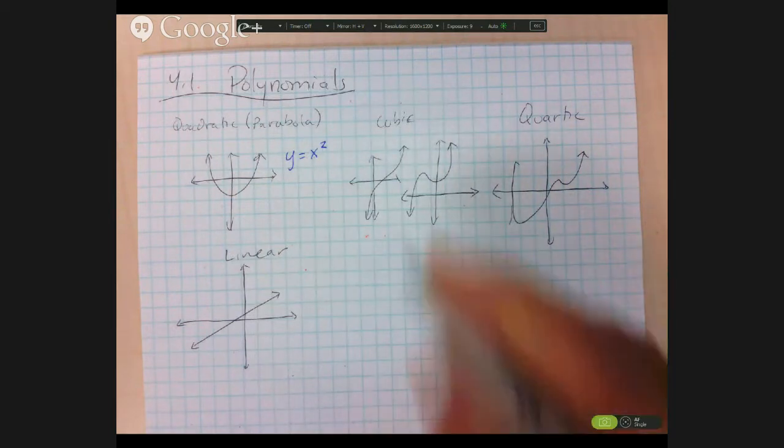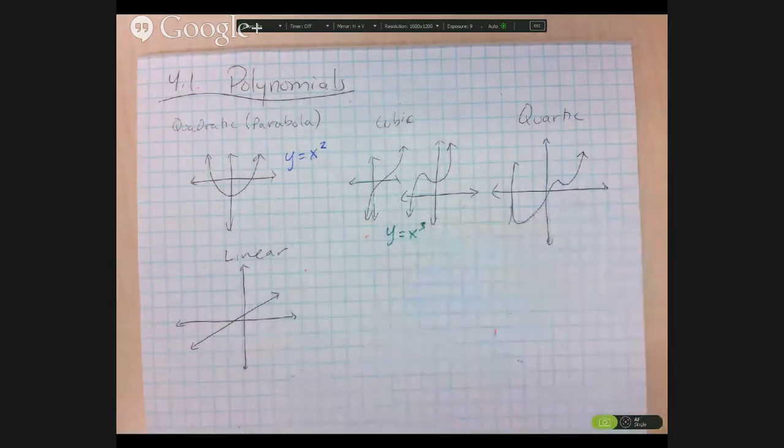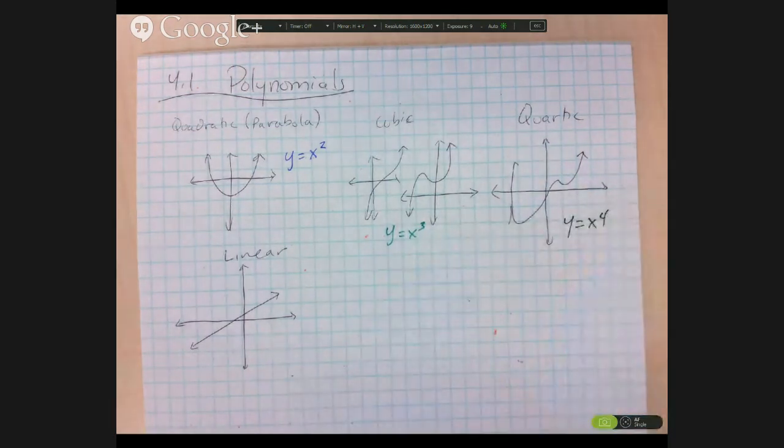How about a cubic? Quartic? And linear? Yeah, those are all the parent functions, right? Okay, those are all polynomials. I can keep going, x to the 5th, x to the 6th. How many polynomial functions are there? Yeah, an infinite amount. Okay, so we can have all sorts of fun for the rest of eternity with these, but we're not going to go that far.